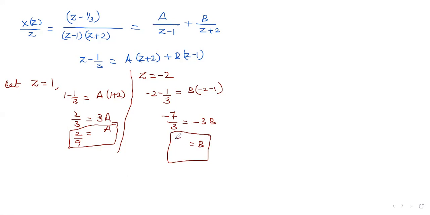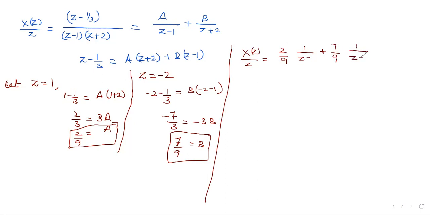So this B value will become 7 by 9. Now you find the A value and the B value. Now you just substitute in that X of Z by Z. So what will we get here? X of Z by Z is equal to the A value, 2 by 9 into 1 by Z minus 1, plus the B value, 7 by 9 into 1 by Z plus 2.